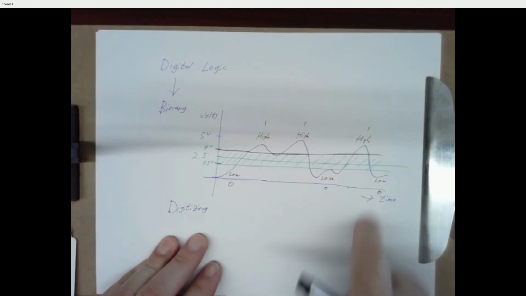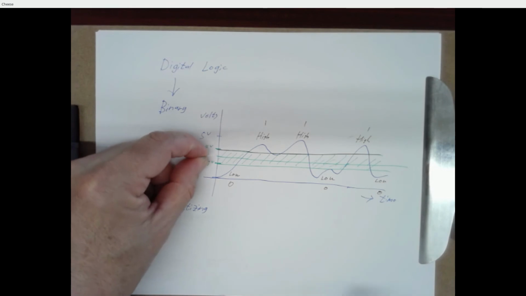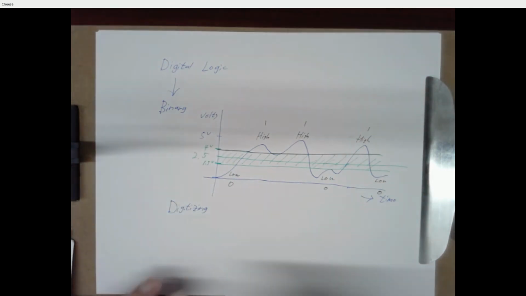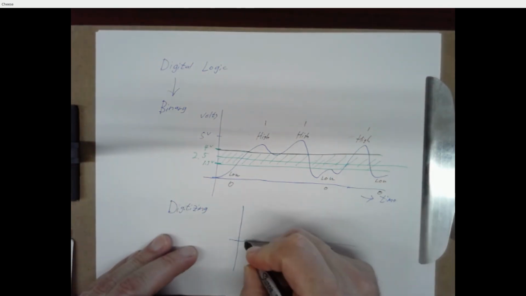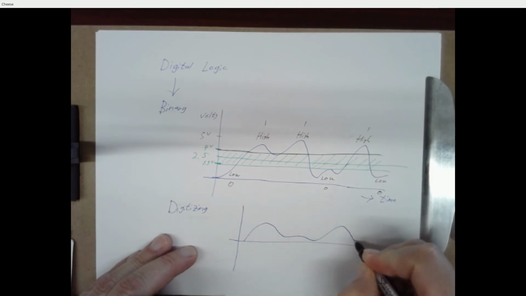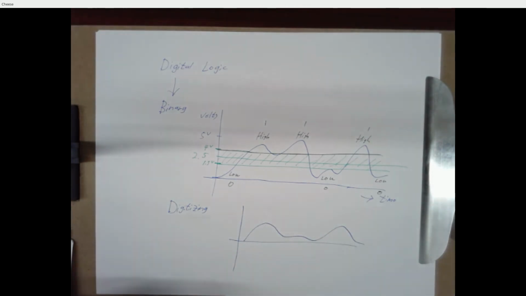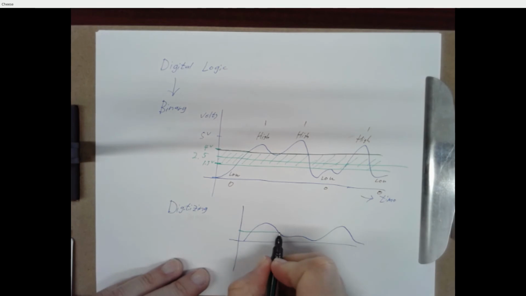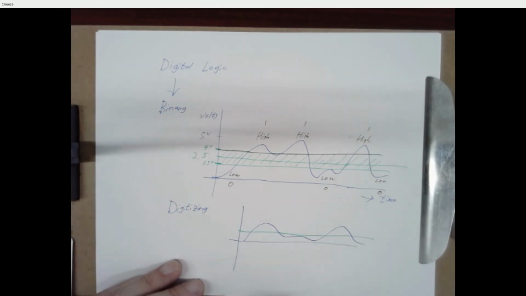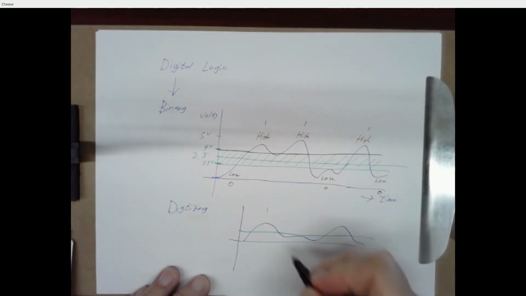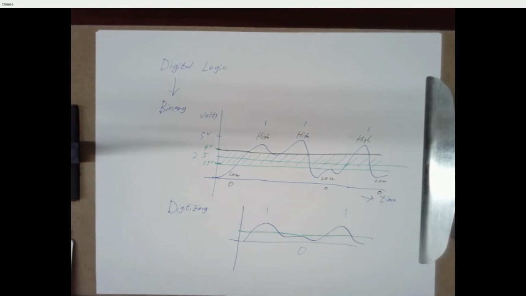Here we've got what's called the forbidden zone, this band in between. If we don't have that, if we have something like this, and let's say our dividing line is right here, then this is a 1 and these are all 0s and this is a 1.